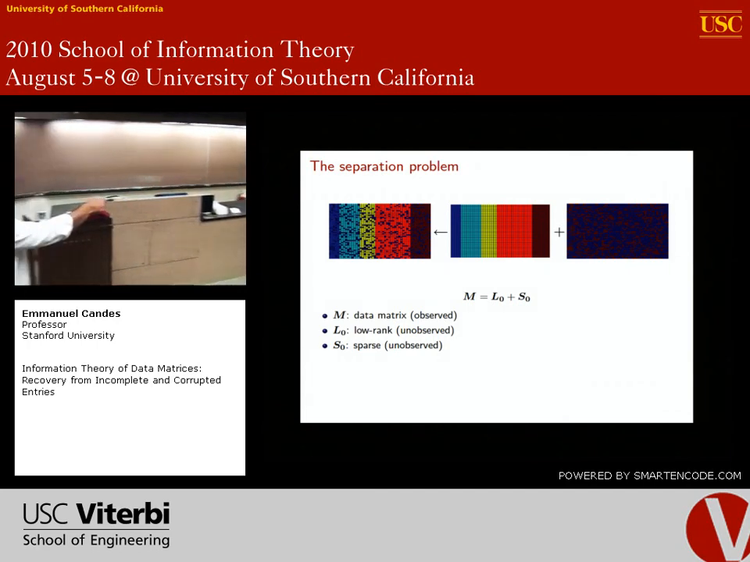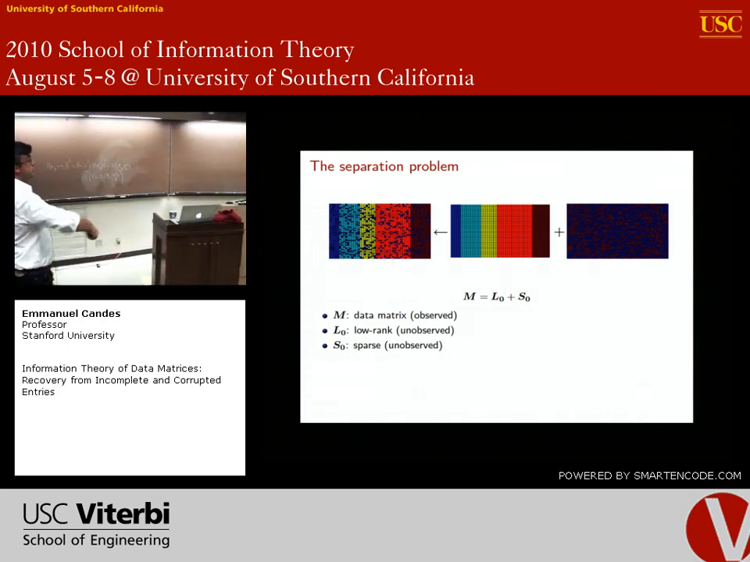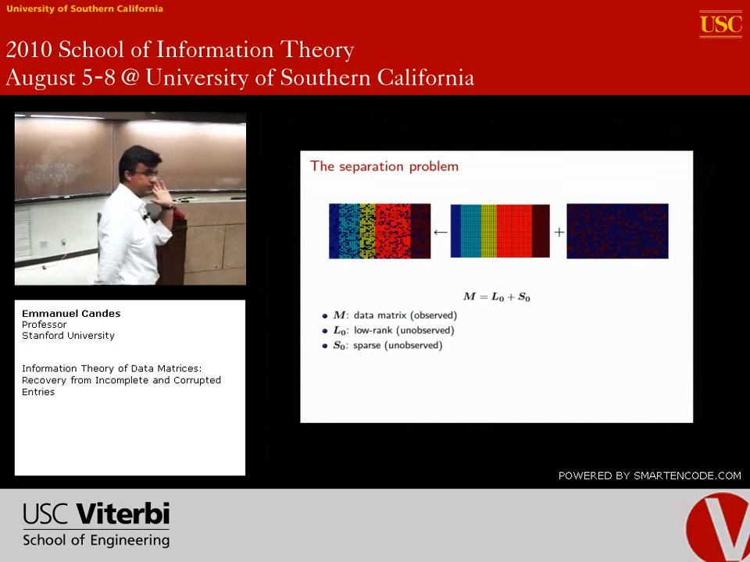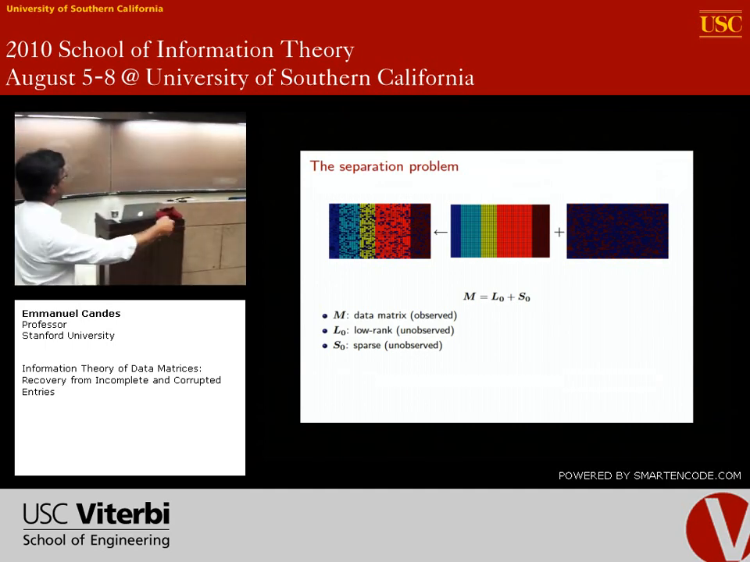Now you see a matrix M, which is a sum of a low-rank matrix and a sparse matrix. Why? Well, I have a low-rank matrix, which is the matrix I'm really interested in, but it's been corrupted by a malicious adversary who took some entries of the matrix and messed them up completely, just like what you have in error correcting codes.